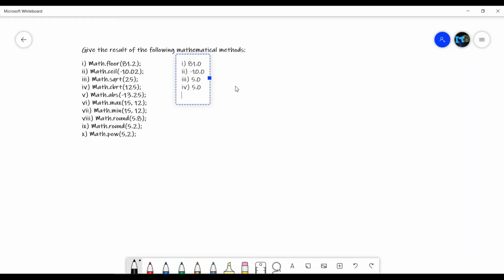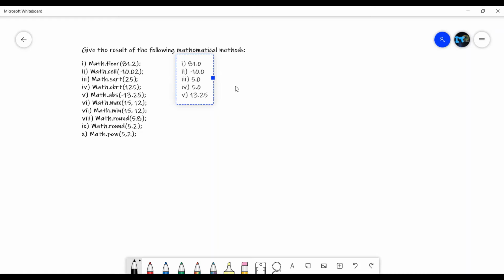Similarly the next one, Math.abs of minus 13.25. So this is the absolute value. You have to calculate the absolute value of minus 13.25. The value will be 13.25, which is the absolute value of minus 13.25.